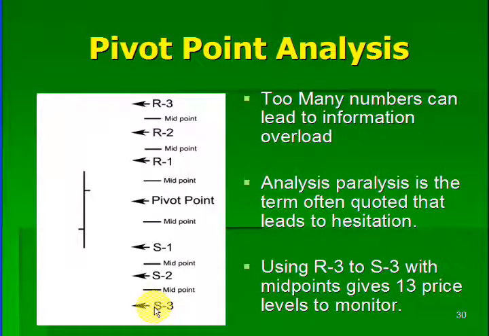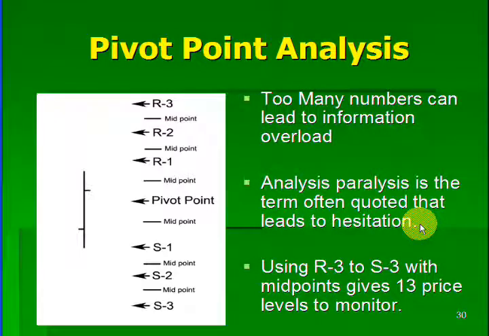Now, if you have all these numbers and you draw the midpoint, remember, S3 midpoint, S2 midpoint, S1, then the midpoint to the pivot. Then you've got the midpoint, then R1, the midpoint, then R2, then another midpoint, then R3. And I write these numbers out. That's just way too many numbers, and it can lead to information overload. And again, information overload is what we call, or can sometimes interfere with us, as it leads to analysis paralysis. And that's the term often quoted that is associated by a trader hesitating when he sees a potential opportunity. He has way too much information.